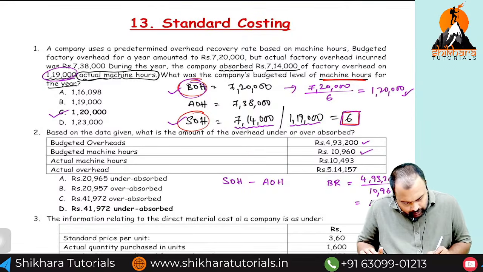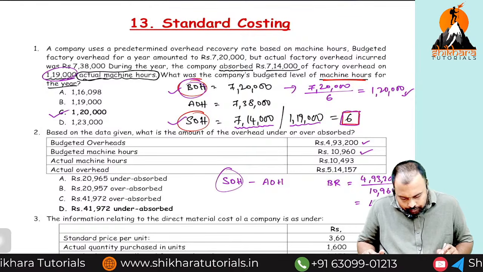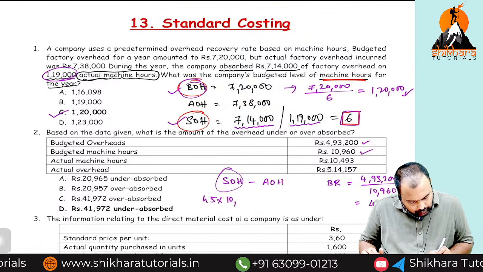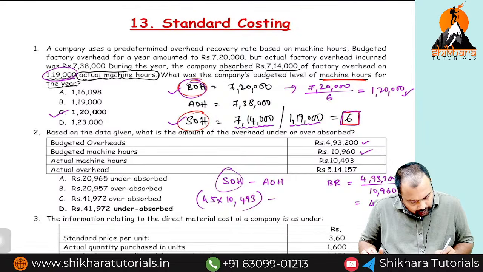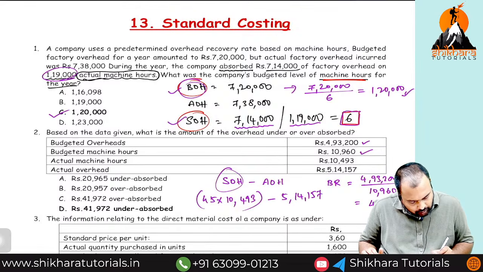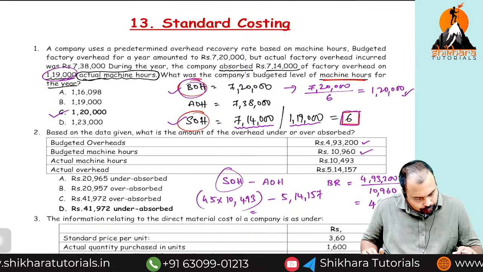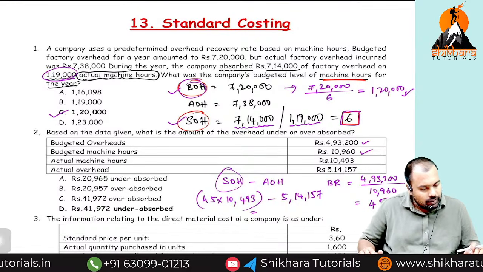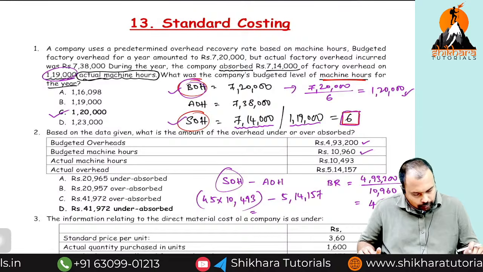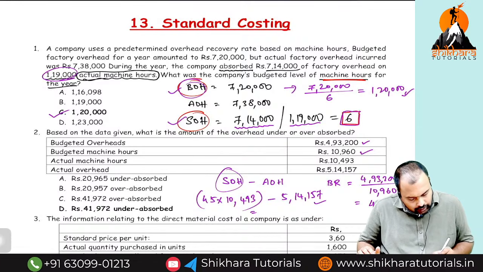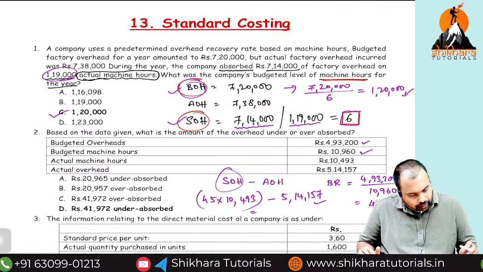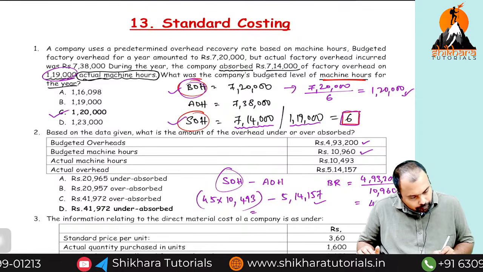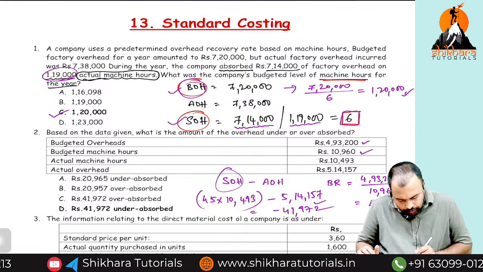Sir, what is SOH? SOH is always for actual output. So 45 into 10,493, that has to be SOH, and AOH is 5,14,157, which is already given. That implies 45 into 10,493, which is 4,72,185. So it has to be under absorbed, because actual is 5,14,000 and SOH is 4,72,185, under absorbed, and the difference between that, 5,14,157 minus 4,72,185, is 41,972. So it has to be D.